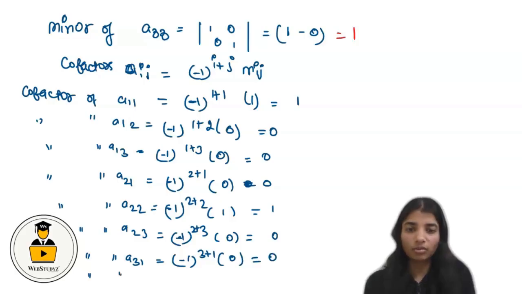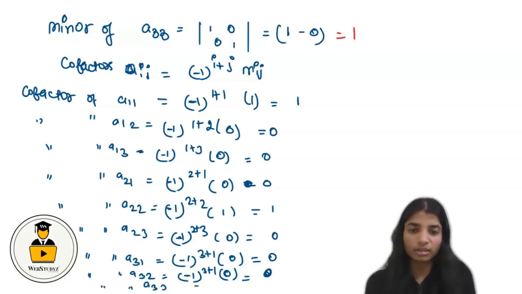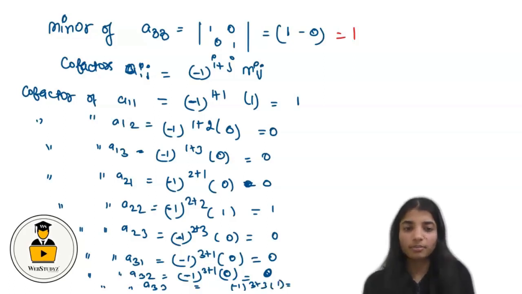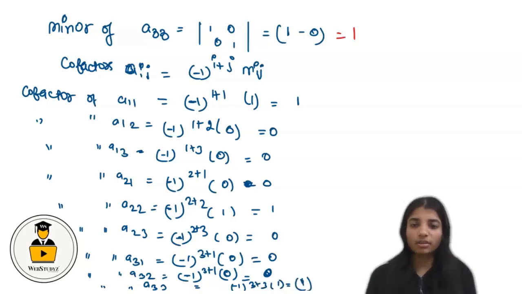In the same way, the cofactor of A32 is equal to minus 1 raised to the power 3 plus 2 multiplied by its minor. Its minor is 0. So minus 1 raised to the power 4 is plus 1. Plus 1 multiplied by 0 is 0. In the same way, the cofactor of A33 is equal to minus 1 raised to the power 3 plus 3 multiplied by its minor. Its minor is 1. So minus 1 raised to the power 6 is plus 1, multiplied by 1 is 1. So this is its cofactor. This is the answer to part 1 of this question, where we calculated the minors and cofactors.